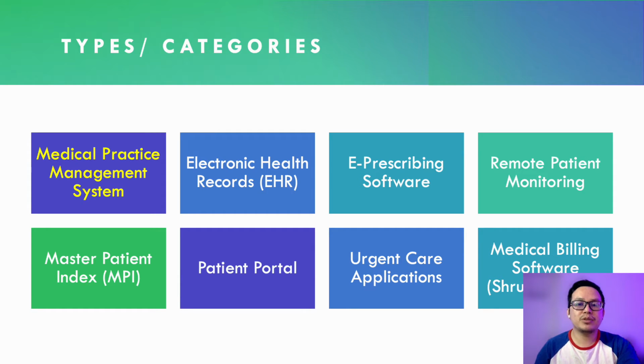According to Shustri 2021, there are different categories of HIS, and most of them share the same functionalities. Our discussion for today will walk you through 8 different types of HIS as identified by Shustri 2021. Some of these will be discussed in depth in the incoming presentation. The first on our list is the medical practice management system.